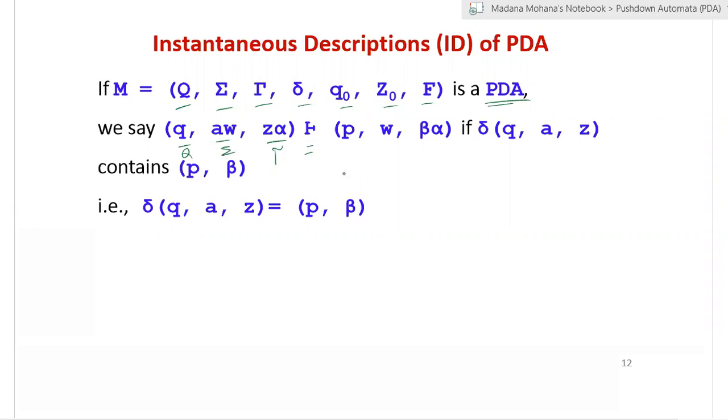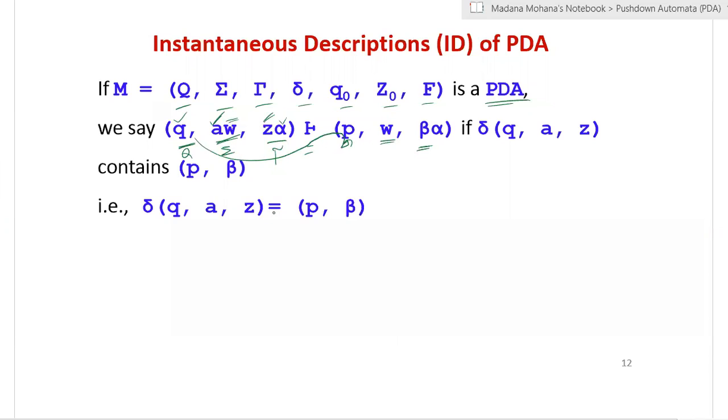So equal to, now what is the next move by seeing this one? The next move depends on the current state in Q, the current input symbol from Σ, and the current top symbol from the stack. Here the current state is Q, the current input symbol is A, and the current stack symbol on top is Z. By considering these three, the next move is, let us say, the state is changing from Q to P, the input after reading A, the remaining input is W, then the top symbol Z is replaced by some other symbol, that is beta. Then the initial symbol alpha remains same.